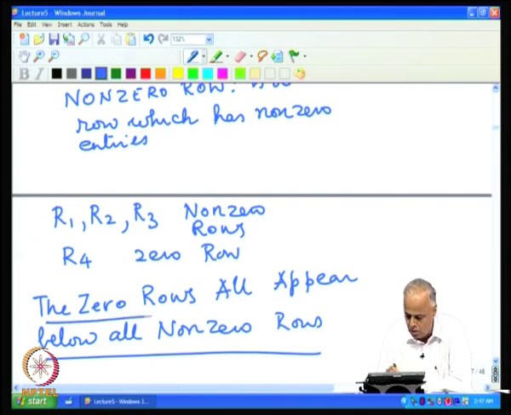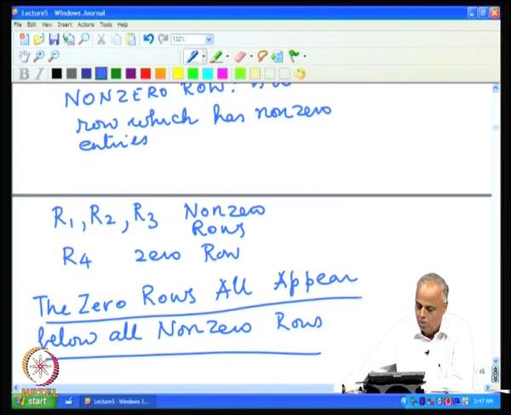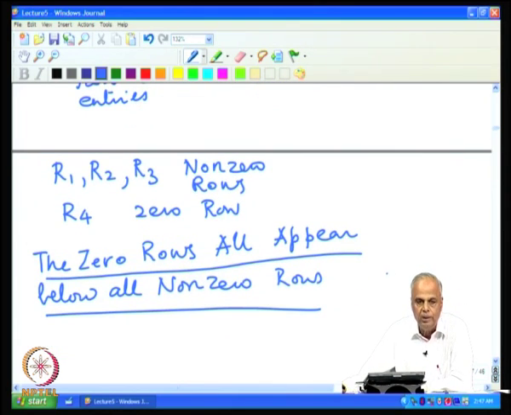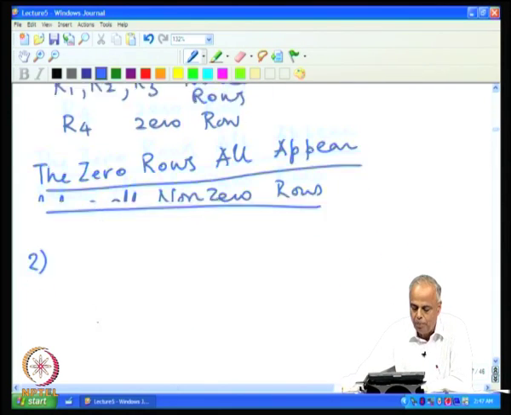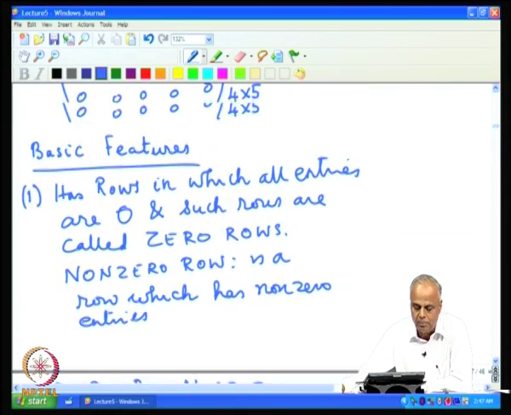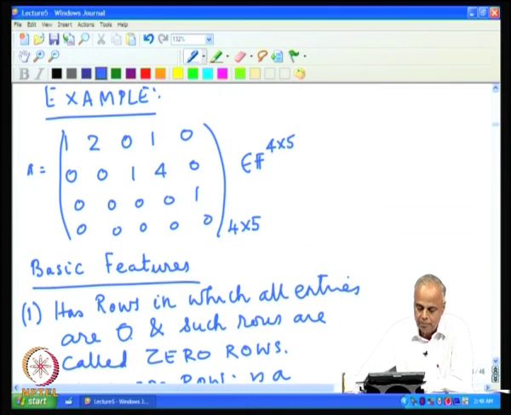The 0 rows all appear below all non-zero rows. That is the first important feature that we observe. The second important feature is, let us get back to that matrix again. We will see that in every non-zero row, there must be a non-zero entry. For example, here in this row the non-zero entry is 1, in the second row the non-zero entry is this one, and the third row the non-zero entry is this one.